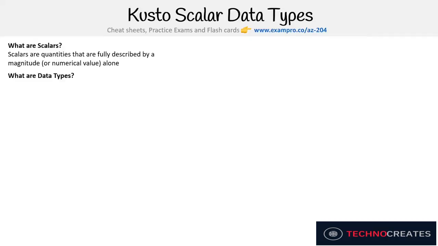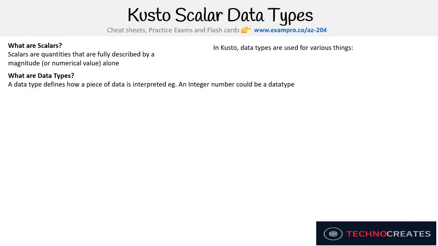Then you have data types, and a data type defines how a piece of data is interpreted. So an integer number could be a data type. If you've ever used programming languages or an SQL database, you should be familiar with those. So in Kusto, data types are used for various things. They can be for columns or function parameters that expect specific data types.